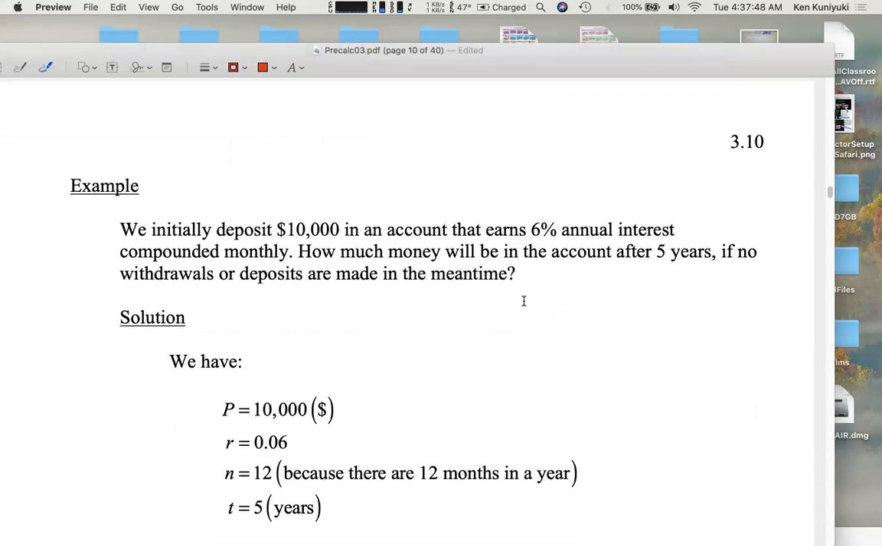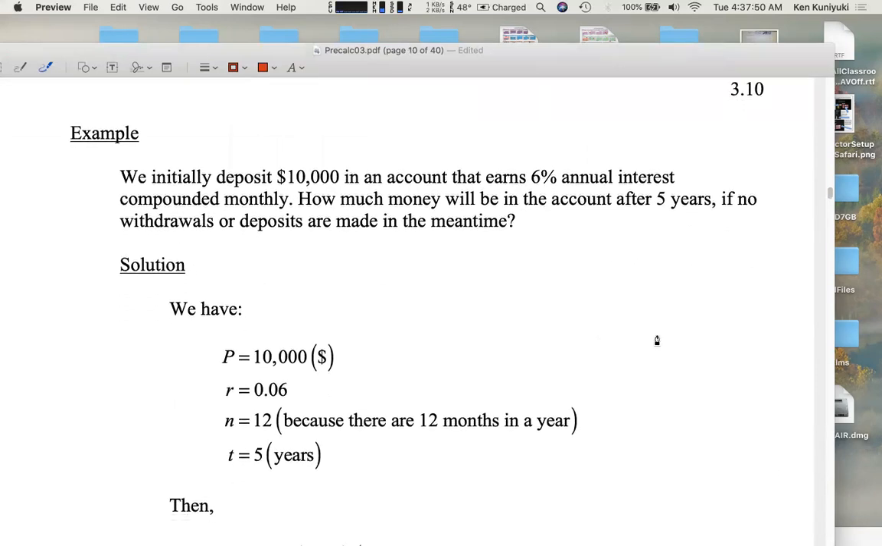Okay, so example. We initially deposit $10,000 because we found it under our couch cushion. We deposit $10,000 in an account that earns 6% annual interest compounded monthly. Monthly, that means n equals 12. You should know that. How much money will be in the account after 5 years?